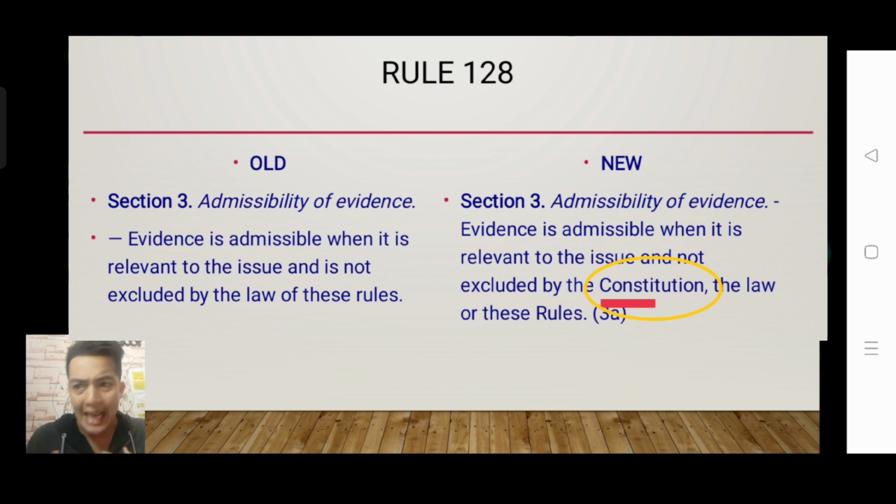Now, can this be used as evidence? Let us examine first whether it is relevant and whether it is competent. Now, what was said or obtained based on the violation of the right to privacy, is it relevant? Yes, that is relevant to the fact in issue. Now, second question, is it competent? No, that is not competent. It is incompetent, or it is excluded by the Constitution, because of the violation of his right to privacy.